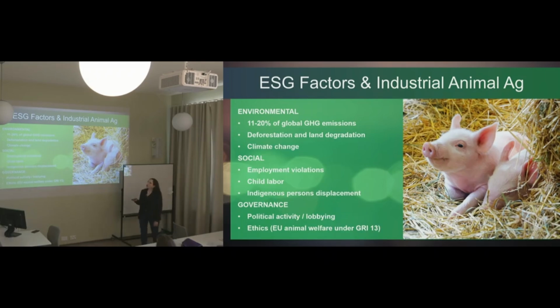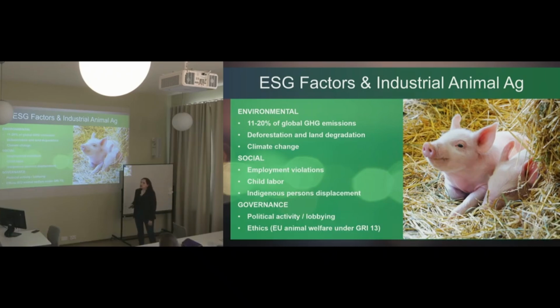So the environmental prong of ESG, we know that industrial animal ag causes anywhere between 11 and 20% of global GHG emissions. So you would think that companies involved in that would need to report under the ESG rules. We know it leads to deforestation and climate change.